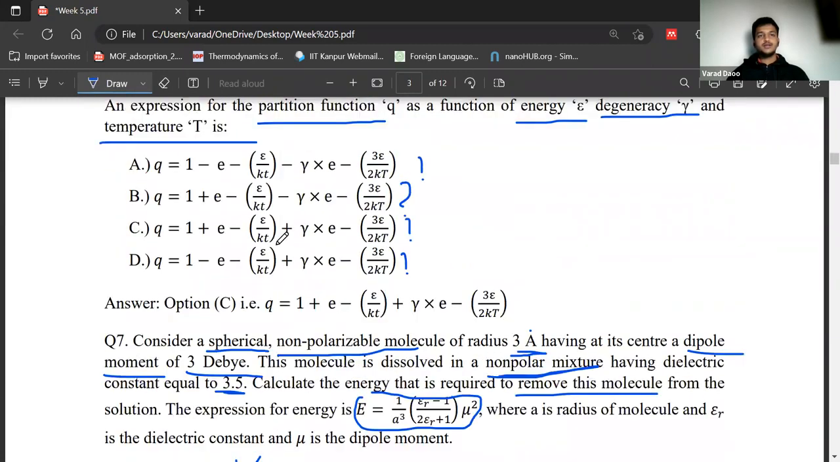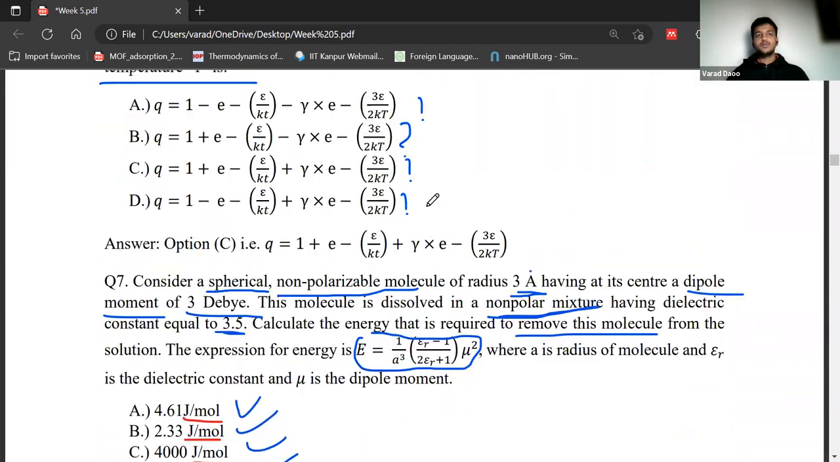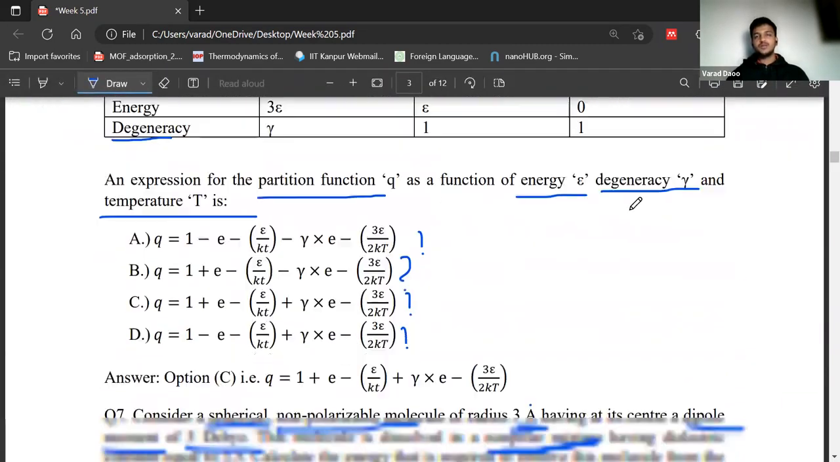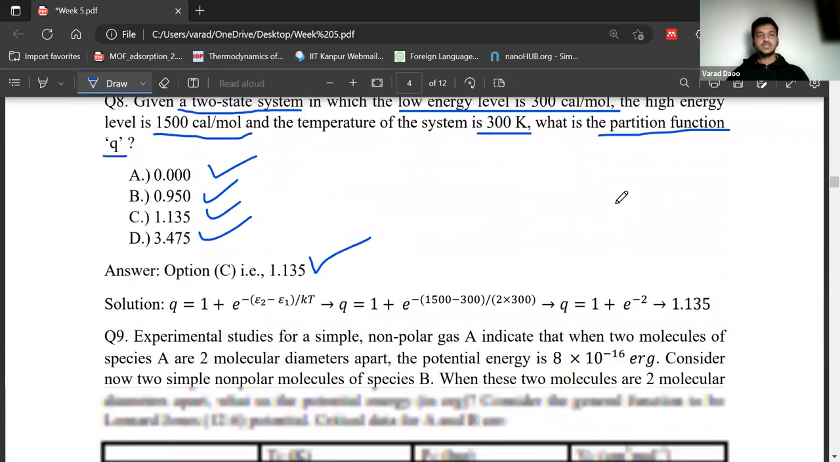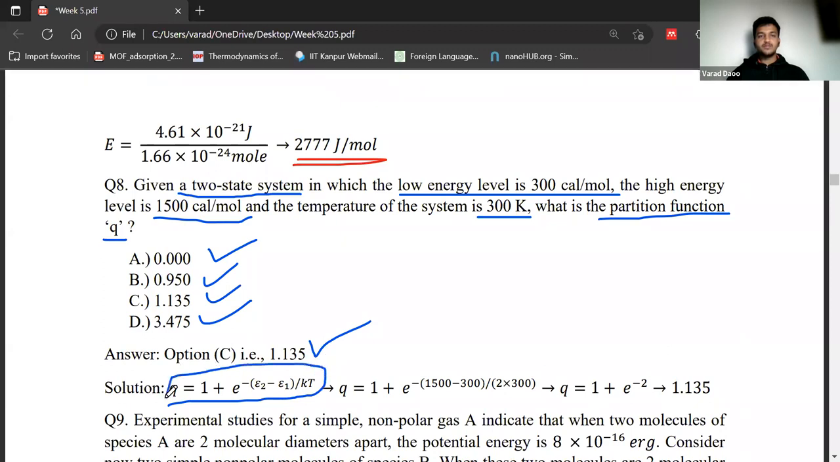So just like in here, we have a three level system. If you are able to answer this question for three levels, this is a simplified version of that. Instead of three, here we have only a two level system. So the correct expression for the partition function will be 1 plus e to the power minus of epsilon 2 minus epsilon 1 divided by kT.